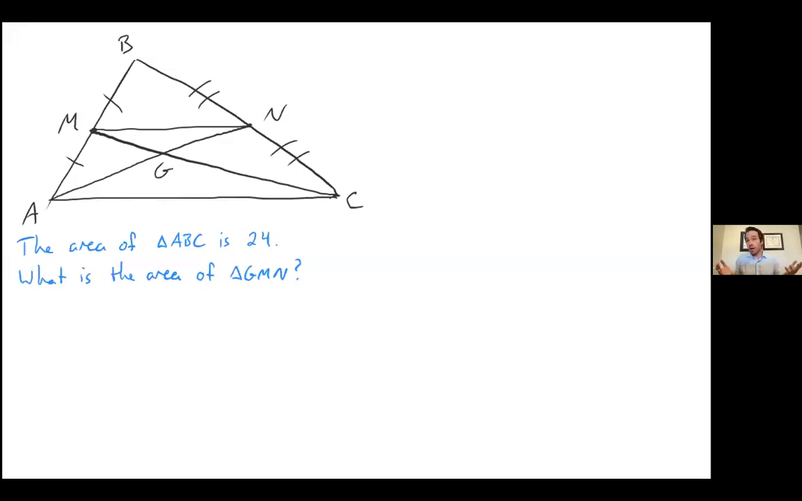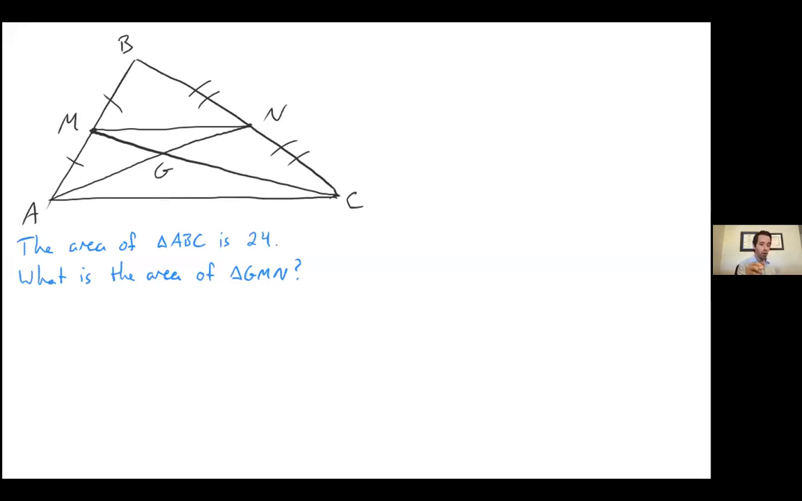No day is complete without doing a ridiculous geometry problem, right? So I thought that we might do this one and then we can call it a day. The area of this triangle, the very biggest one, from A to B to C, is supposed to be 24.